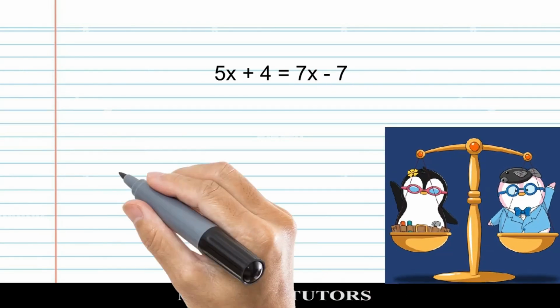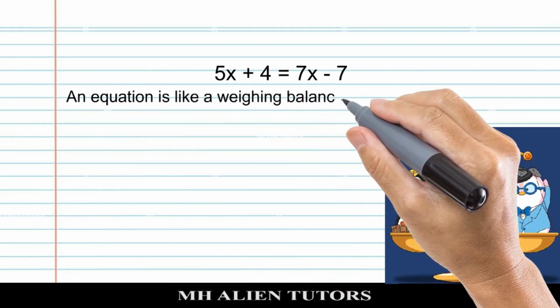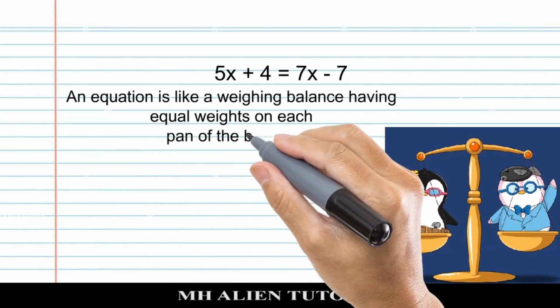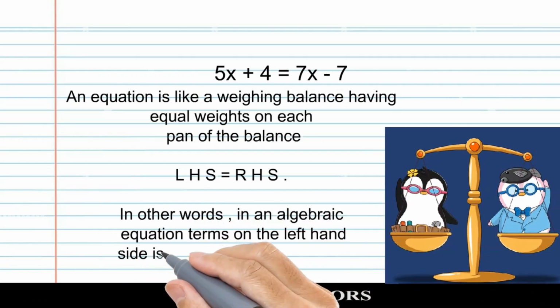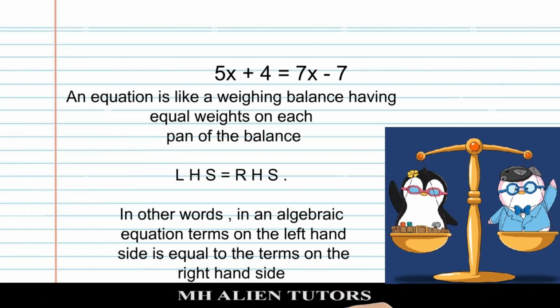An equation is like a weighing balance having equal weights on each pan of the balance. LHS equals RHS. In other words, in an algebraic equation, the terms on the left-hand side are equal to the terms on the right-hand side.